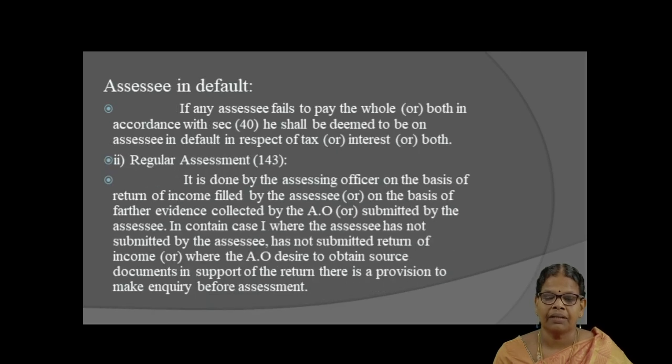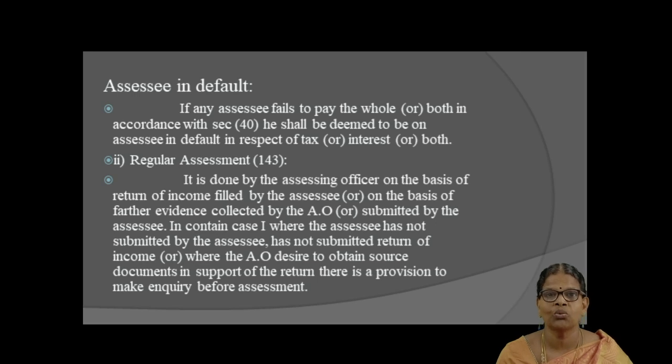Next is regular assessment. It is done by the assessing officer. The assessing officer computes the tax liability for the person, HUF, company or AOP. In that case, the person has to compute the tax liability and file the return, either on his own or with the help of e-filing. After filing, the assessing officer has to compute the tax liability. First, he has to see whether all heads of income are included: income from house property, income from salary, income from capital gains, income from business or profession, and income from other sources. He has to add all these items.